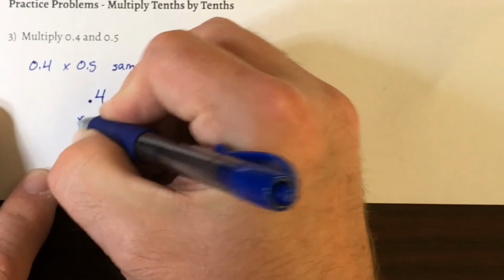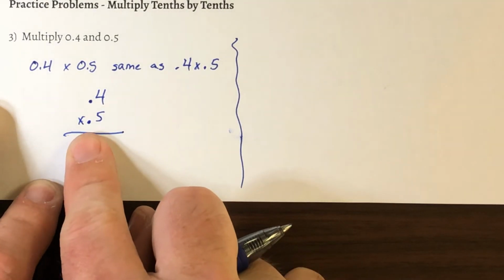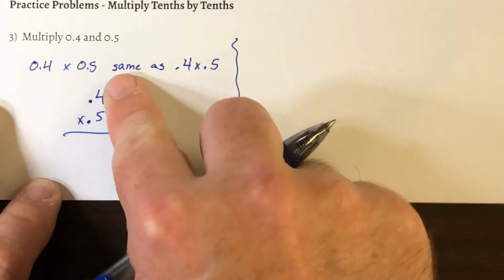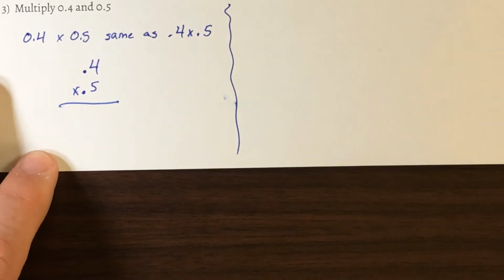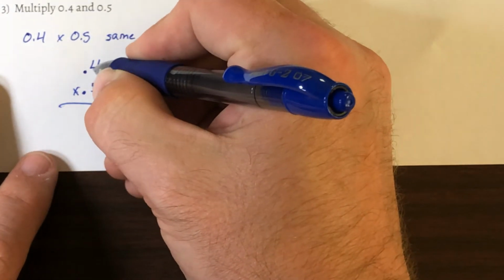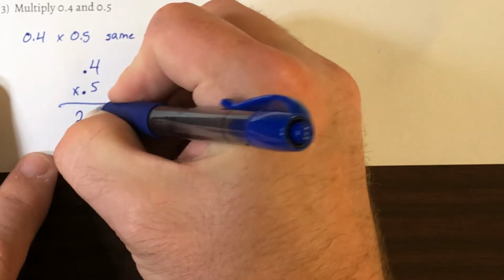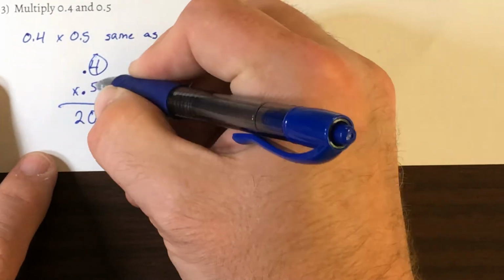0.4 times 0.5. I was not trying to line up the decimals. It just happened. What was I trying to do? I was trying to line up the numbers. That's what you do. Okay, now let's pretend that the decimals don't exist and multiply. 5 times 4, 20. Now, do I bring the decimal straight down? Absolutely not.